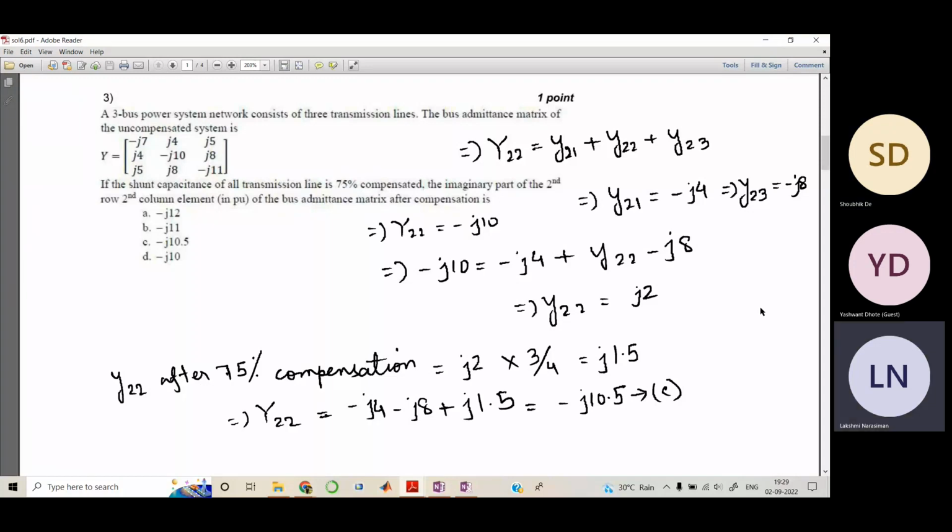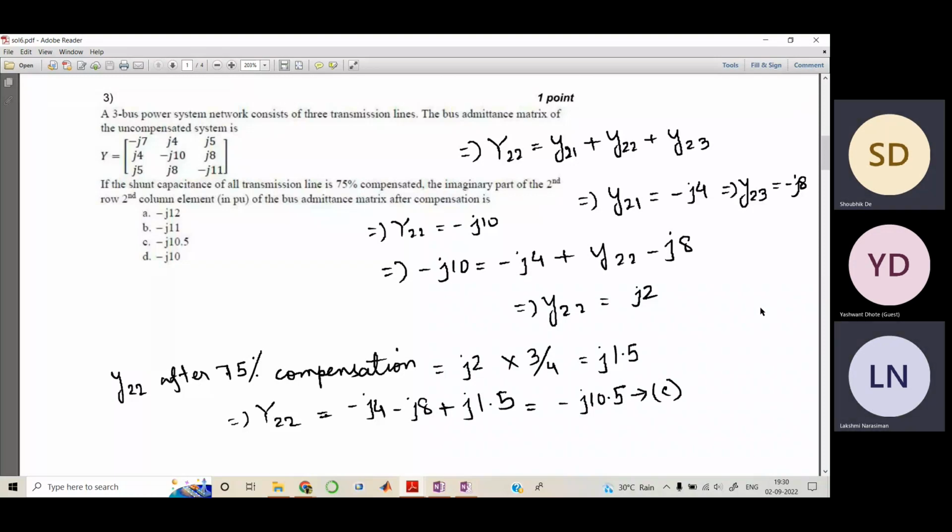But it is very clearly mentioned it is 75 percent compensated. So if I'm taking J2 as the value, if it is 75 percent compensated, then I need to subtract 1.5 or 3/4 from this value, which would give me 0.5J only. Because that is what 75 percent compensation means, right? Here it is not mentioned 25 percent compensation.